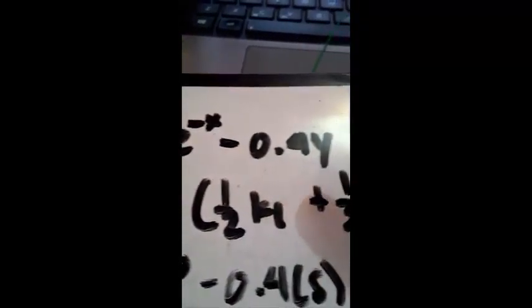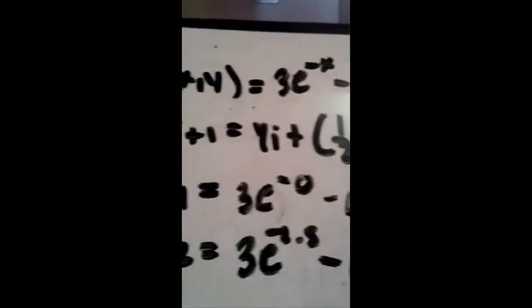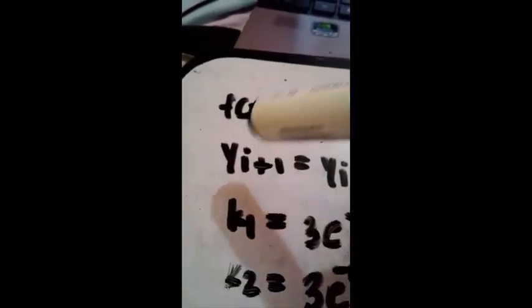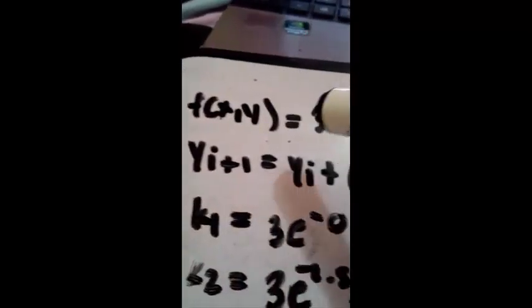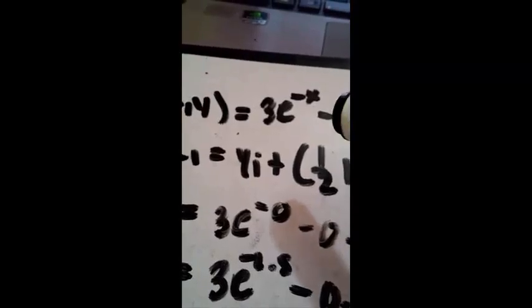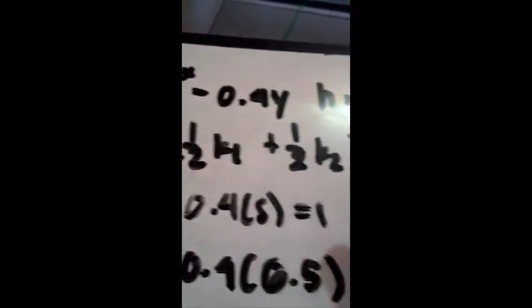We have an example for Heun's method. We have the function of x, y equal to 3e raised to negative x minus 0.4y. Our step size is 1.5. Our x naught is equal to 3. Our y naught is equal to 5. We have here the main formula for Heun's method. The initial y plus 1 is equal to initial y plus the function of 1/2 k1 plus 1/2 k2 times the step size.